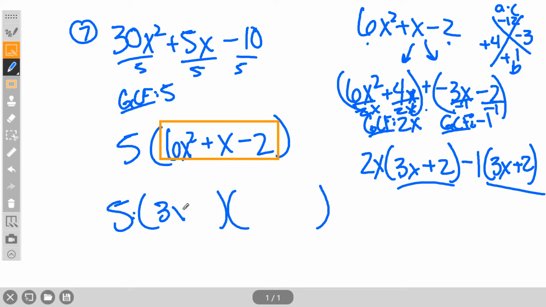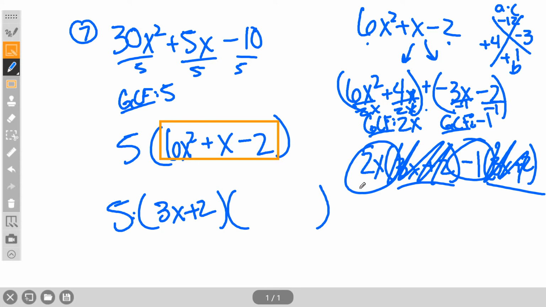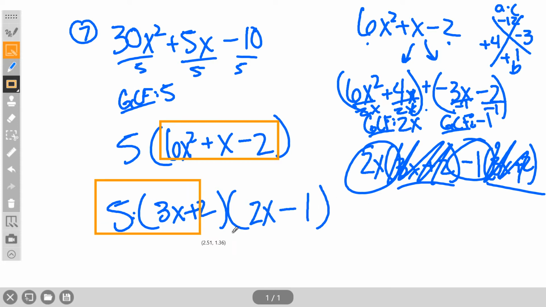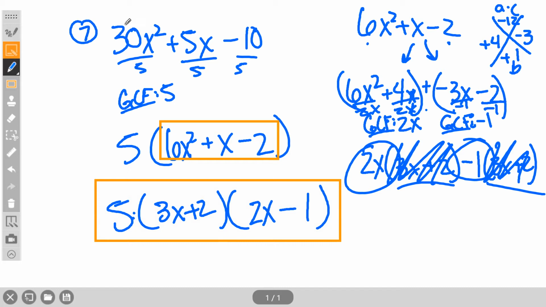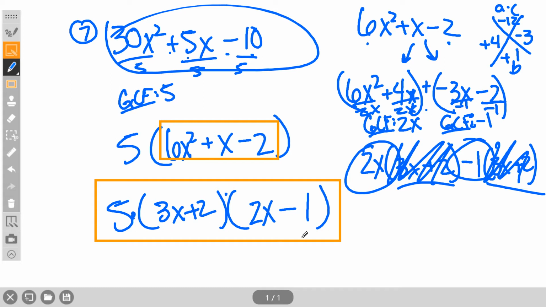That means one of my factors is 3x plus 2. That's both of these. The other factor is what the GCFs were, in this case 2x minus 1. So the fully factored form of 30x squared plus 5x minus 10 is 5 times 3x plus 2 times 2x minus 1. Those are our three factors. It's our fully factored form.